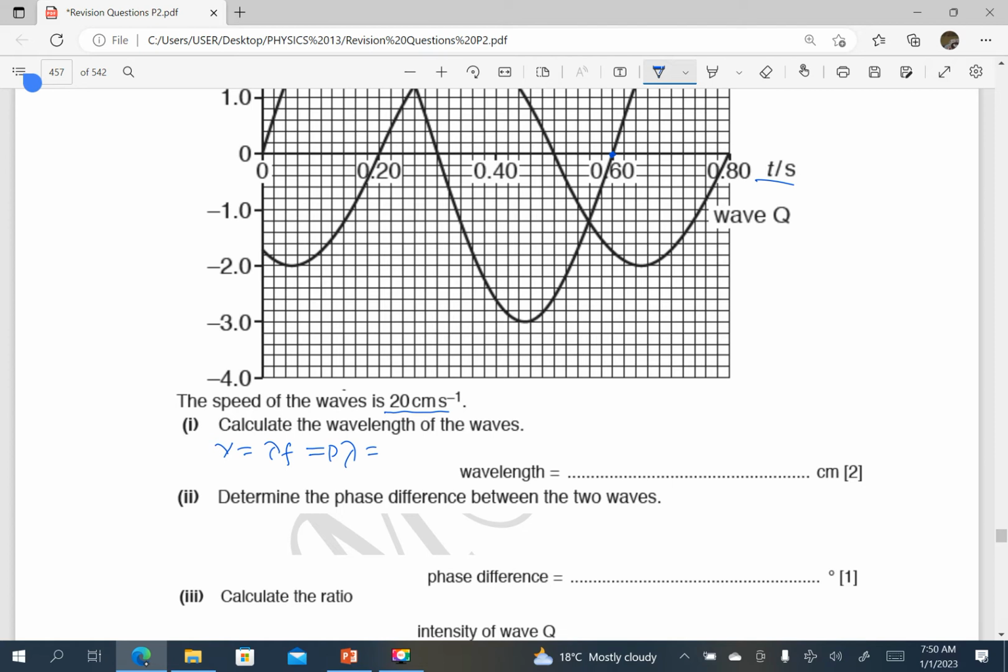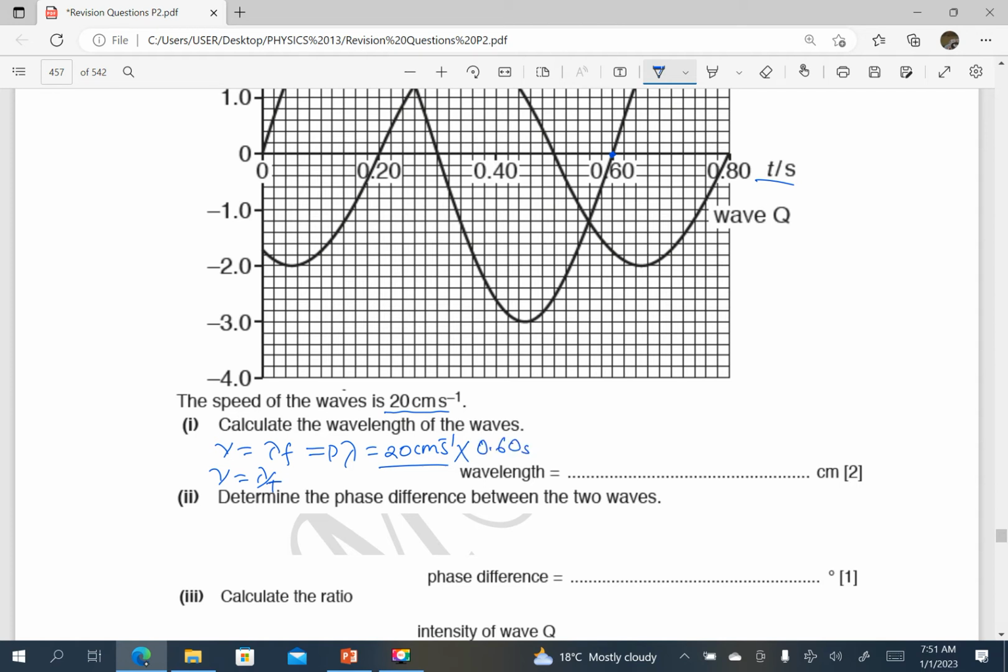V is 20 centimeters per second. So I will say V is 20 centimeters per second divided by... why don't I use T directly? Because this means that V is equal to lambda F, and F is 1 over T, so this is going to be lambda over T. That means lambda is going to be V times T.